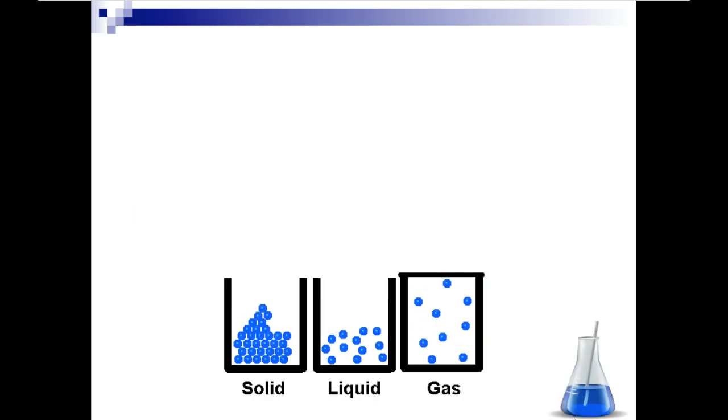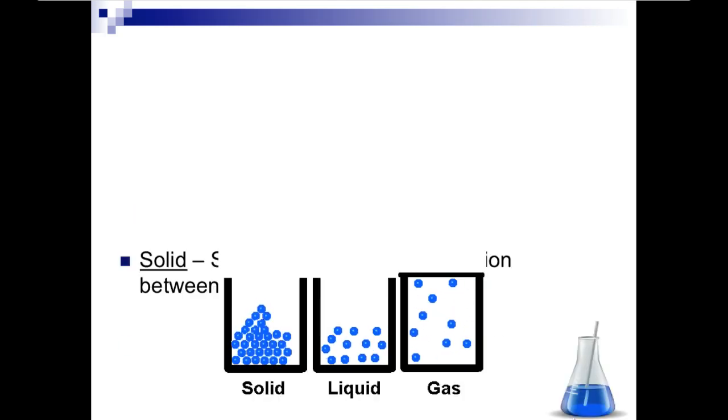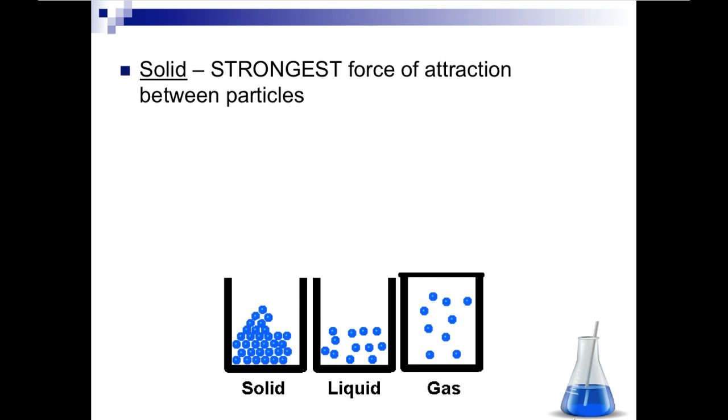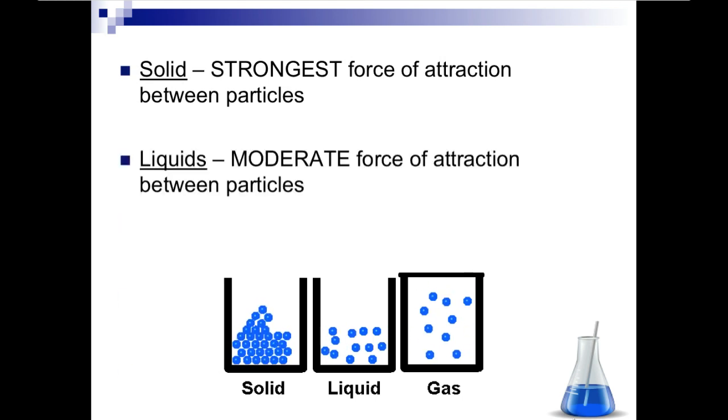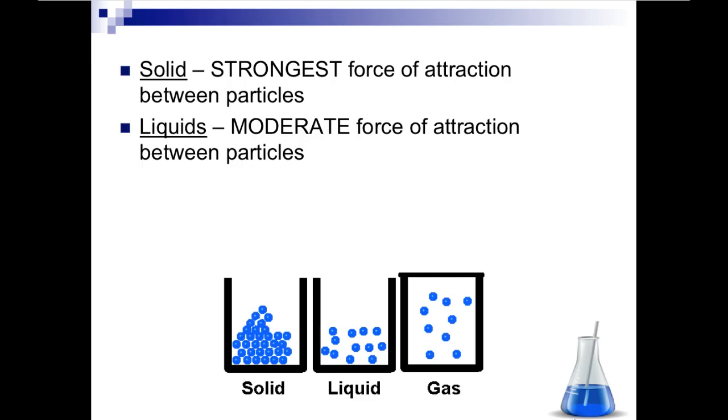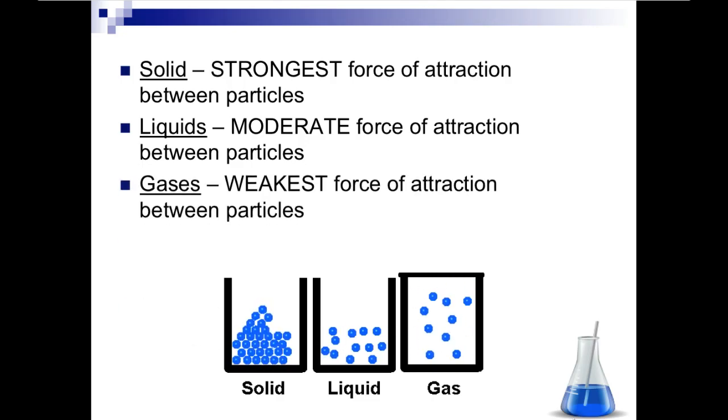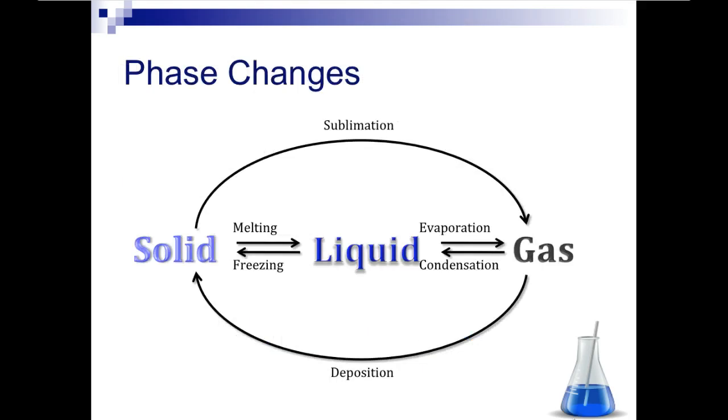So here are 3 pictures of solids, liquids, and gases in motion. So remember, solids have the strongest force of attraction between the particles. That's why it holds them together. Liquids have a moderate force of attraction between the particles. That's why they're allowed to move the way they are. And gases have the weakest force of attraction between the particles. So that's why they can move completely random, move all over the place, and move as they do.